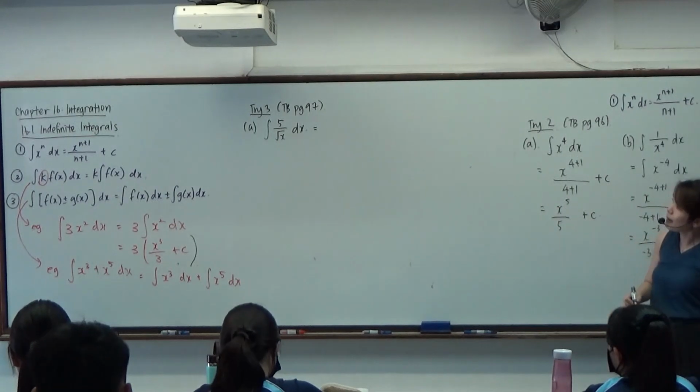So then for part A, in try 3, we want to integrate 5 over square root x.